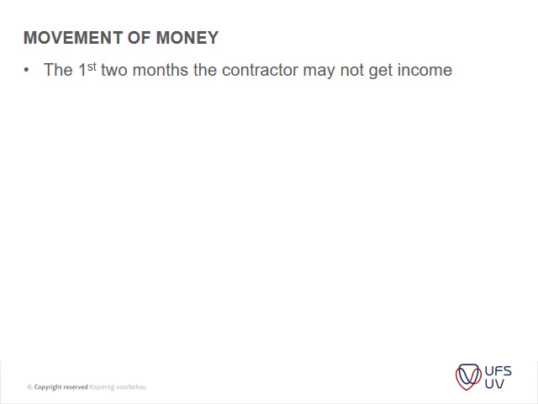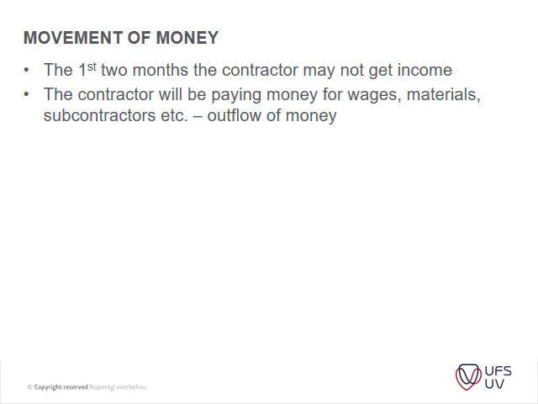And in the first 2 months the contractor may not get an income. The contractor will be paying money for wages, materials, subcontractors. Okay, so this is just a theory of what I've just explained. Some income is generated with income.